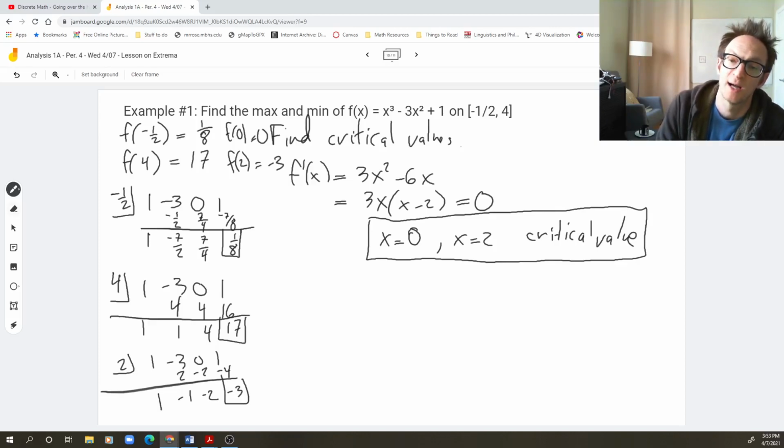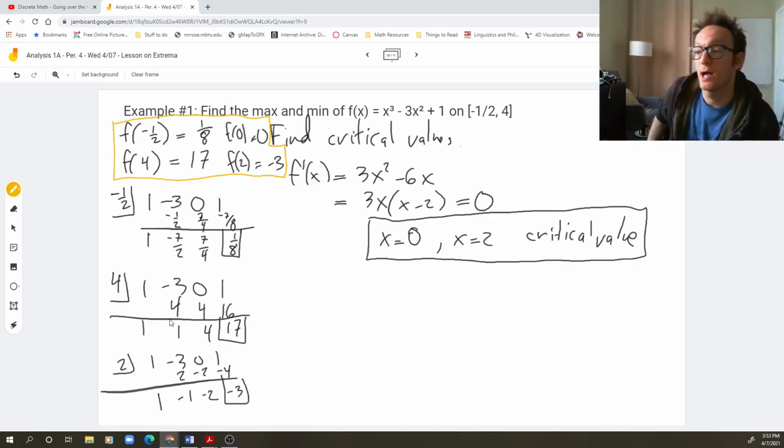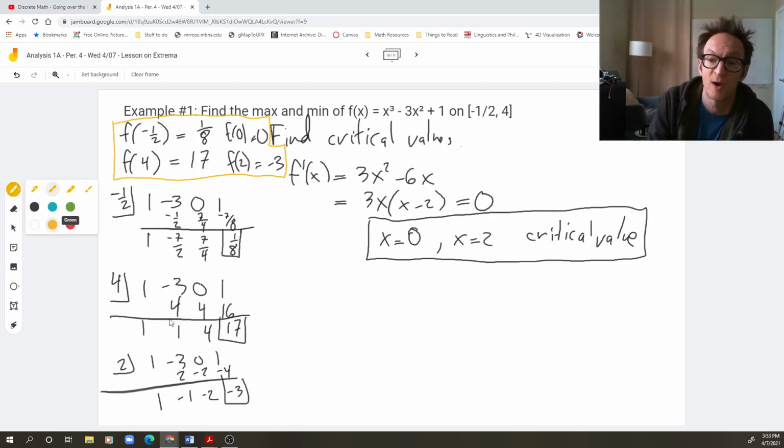And now, what am I supposed to do? I'm supposed to look at these 4 numbers, and these 4 numbers are the only numbers I need to consider when it comes to finding the absolute max. Which of these is biggest and which of these is smallest? To answer the immediate question, it appears that that is the minimum and that is the maximum.